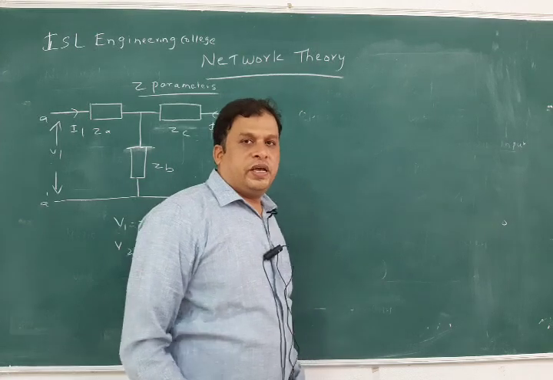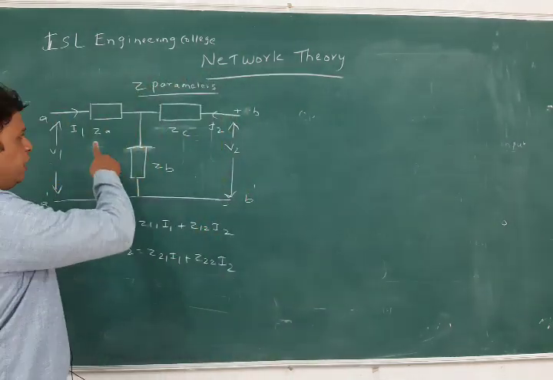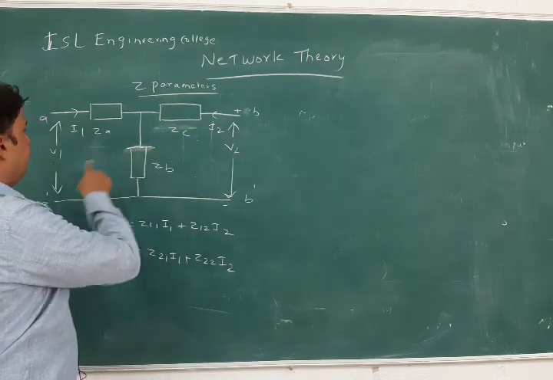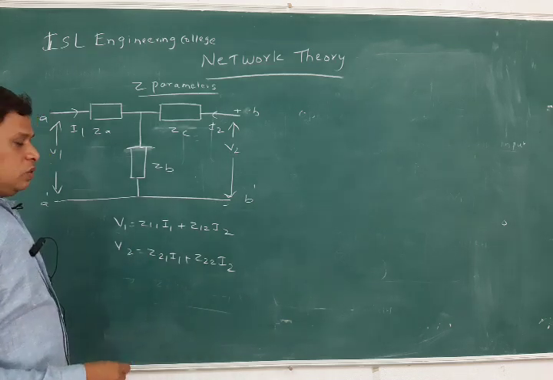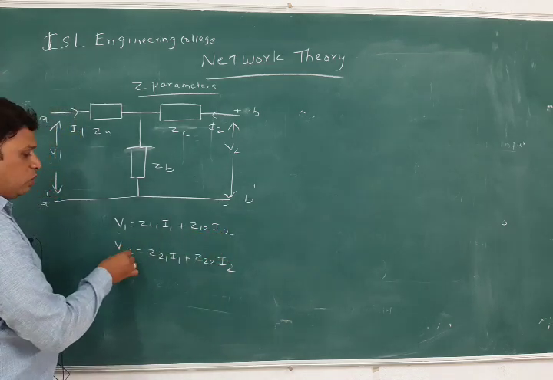Now students, we will see a problem on the Z parameters. This is the Z parameter network, shown as a T network here. ZA, ZB and ZC are the impedances. I1 and I2 are the currents and V1 and V2 are the voltages here.